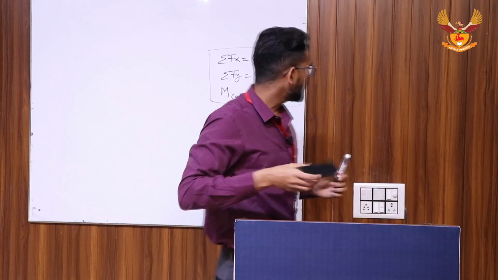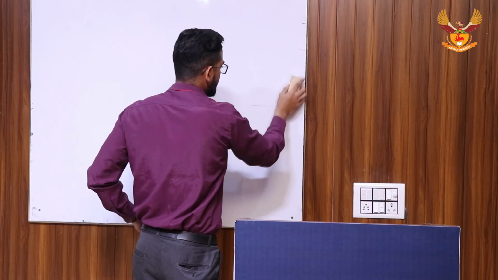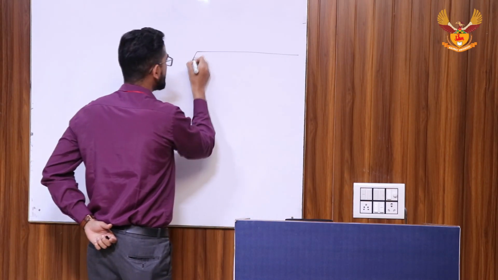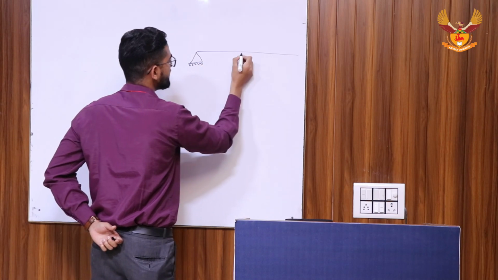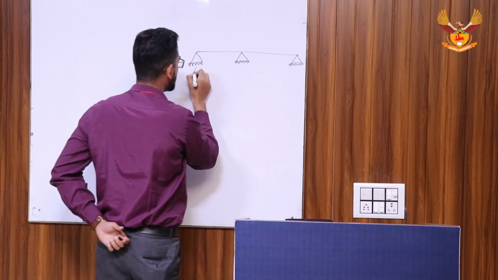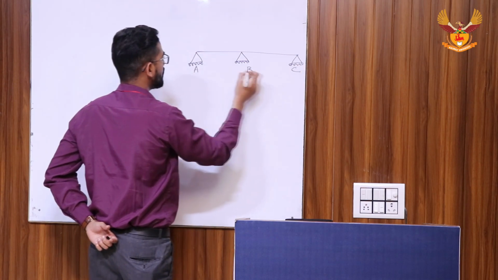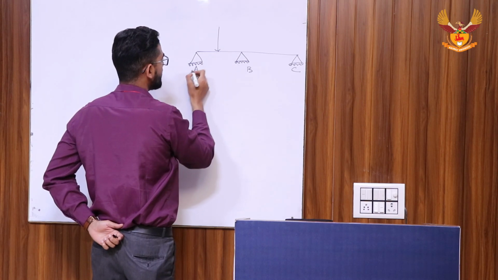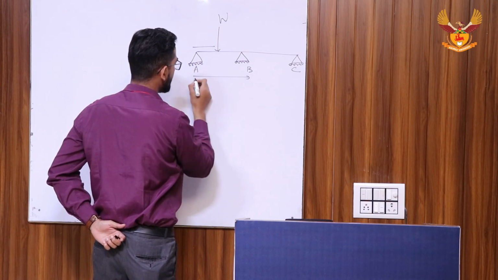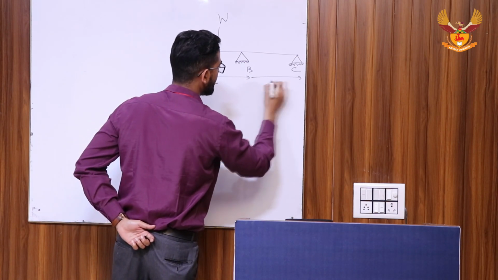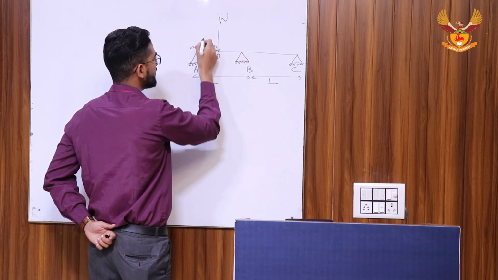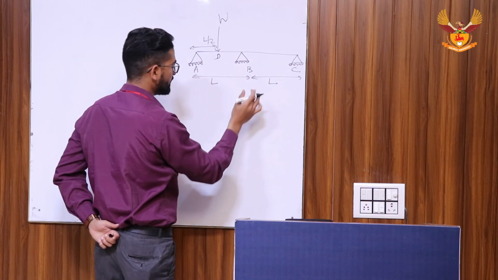So we are discussing indeterminate beams. I am taking one example here. This is a continuous beam, and a continuous beam is an example of an indeterminate beam. These are three supports, A, B, C, all roller supports, and a point load is acting here. The length of AB is L and the length of BC is L. A load is acting at point D, at the center of span AB.